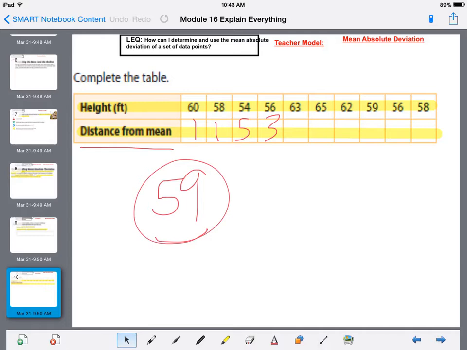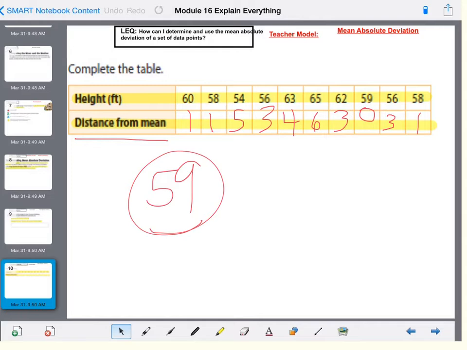59, 60, 61, 62, 63, that's 4. 59 to 65 is 6. 59 to 62, 59, 60, 61, 62 is 3. This is 0, this is 3, and this is 1. So now the last step would be to find the mean of the distances. So we would add 1 plus 1 plus 5 plus 3 plus 4 plus 6 plus 3 plus 0 plus 3 plus 1.